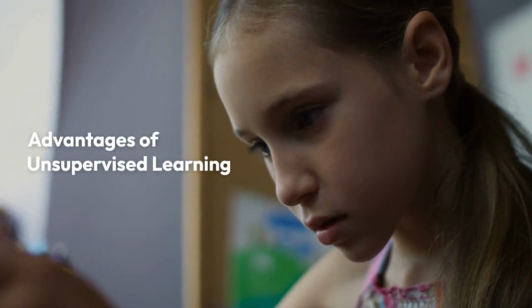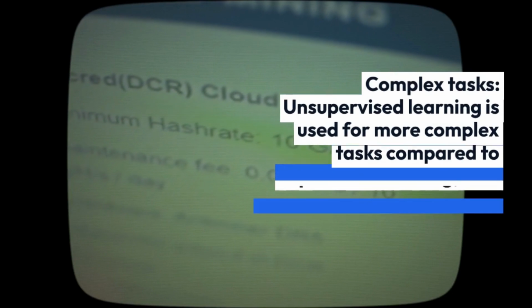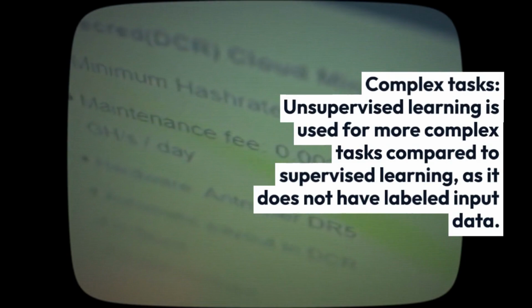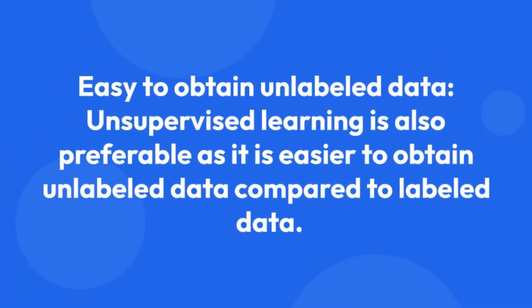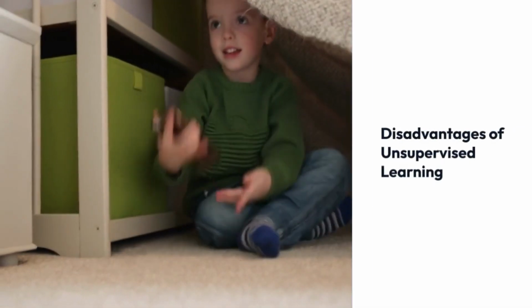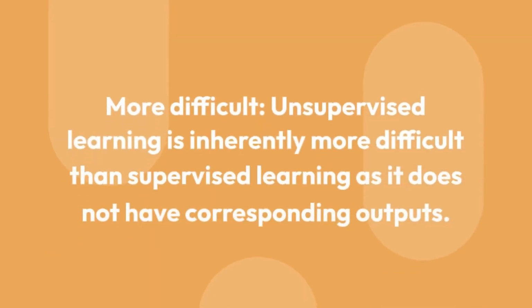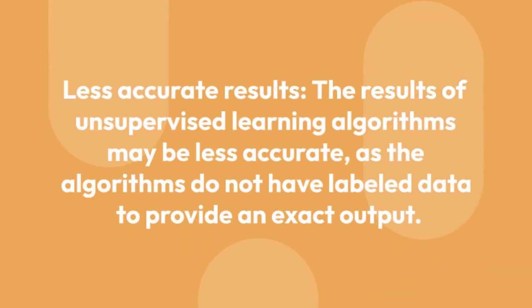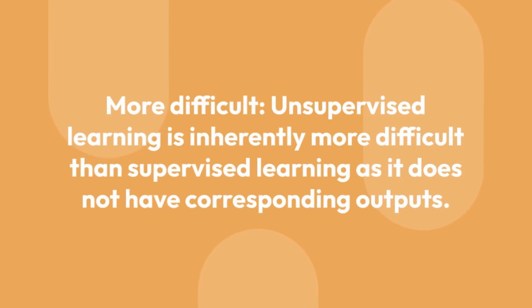Advantages of unsupervised learning. Complex tasks: unsupervised learning is used for more complex tasks compared to supervised learning, as it does not have labeled input data. Easy to obtain unlabeled data: unsupervised learning is also preferable as it is easier to obtain unlabeled data compared to labeled data. Disadvantages of unsupervised learning. More difficult: unsupervised learning is inherently more difficult than supervised learning as it does not have corresponding outputs. Less accurate results: the results of unsupervised learning algorithms may be less accurate, as the algorithms do not have labeled data to provide an exact output.